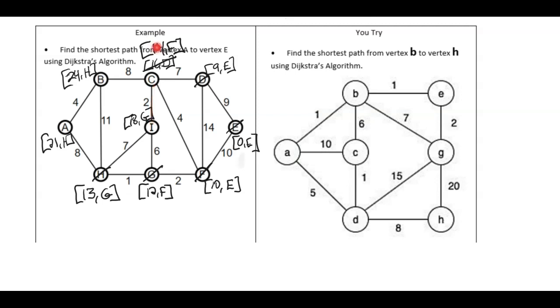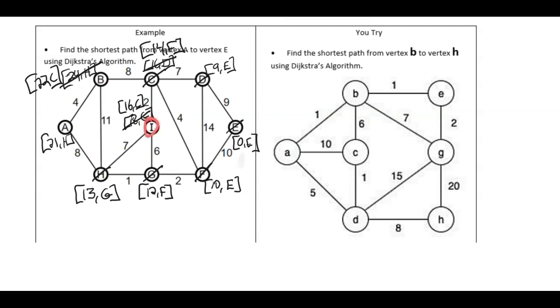Going to B, 14 plus 8 is 22. That is better than the 24 we have. So that's crossed off, and it's 22, through C, the active vertex. Going to I, that's 14 plus 2 is 16. That is also better than the current 18. So now that's 16 going through C. Okay. That completes active vertex C.